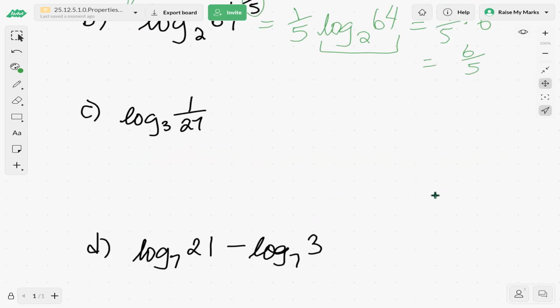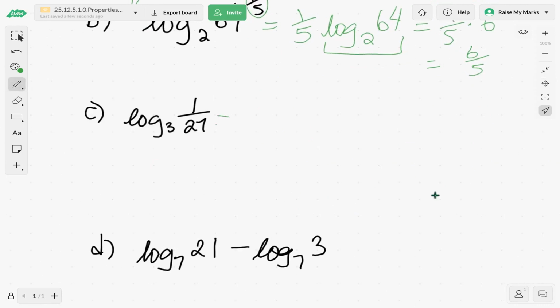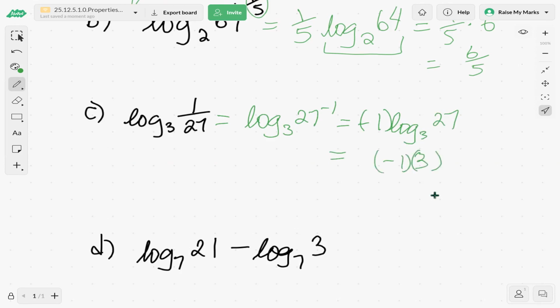Log base 3 of 1 over 27. Why don't we rewrite the 1 over 27 as 27 raised to the power -1. And again, just as above, we can take the -1 and multiply it by log base 3 of 27. Now we need to determine, can 3 be raised to some number to give us 27? Yes. 3 raised to the power 3 is 27. So -1 times 3, and our answer is -3.